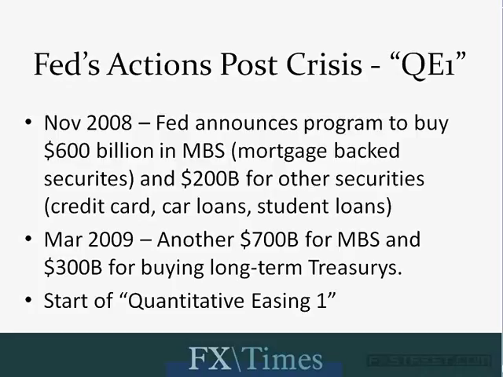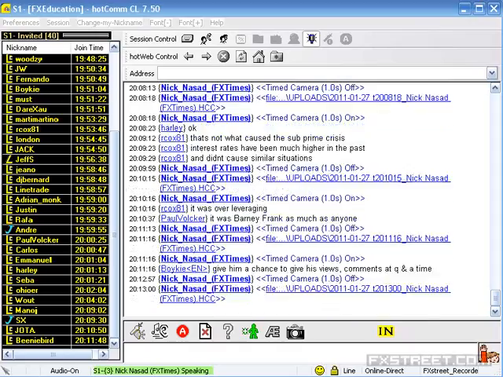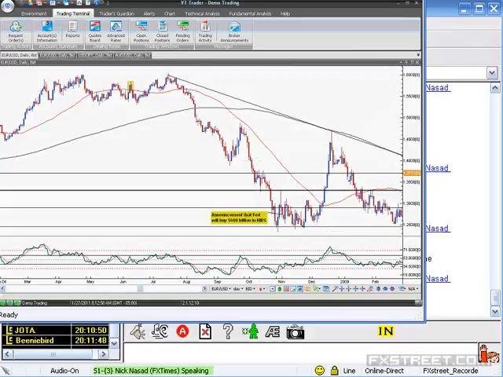So the Fed announces this program in November 2008, and then in March 2009 comes back to say that it needs to buy another 700 billion of mortgage-backed securities, as well as 300 billion in longer-term treasuries, which for me is the official start of quantitative easing, when the Fed goes out and actually buys longer-term treasuries. Okay, so yet again, let's hop back to the euro-dollar pair.